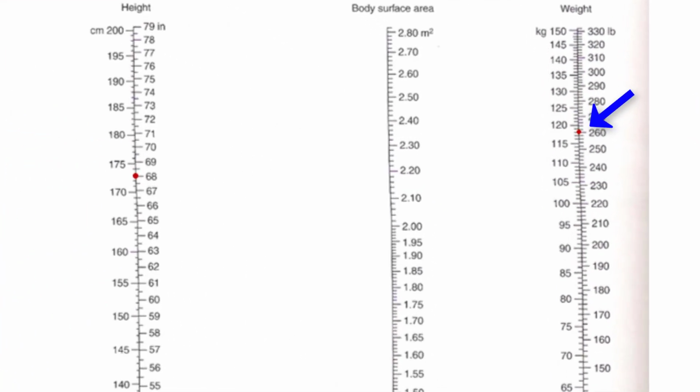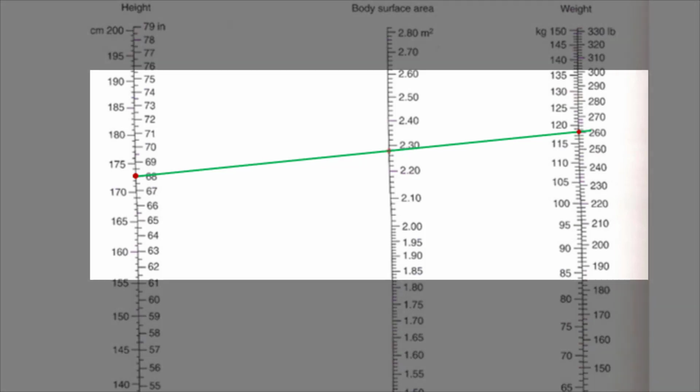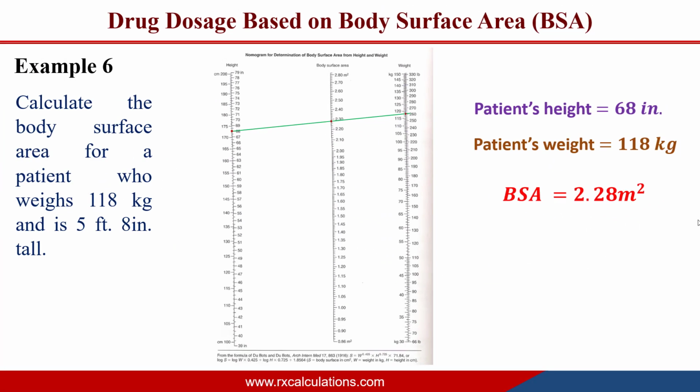So now the next thing that we need to do is draw a straight line that connects those two dots, and wherever the straight line intersects the body surface area column, that will be the BSA. So we can indicate that also with another dot, and our BSA is equal to 2.28 meters squared.